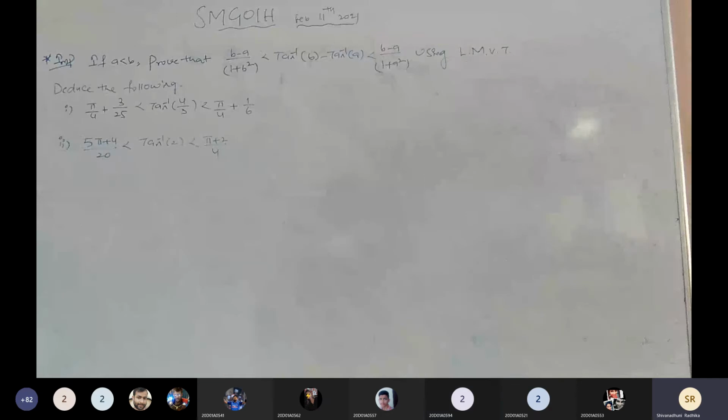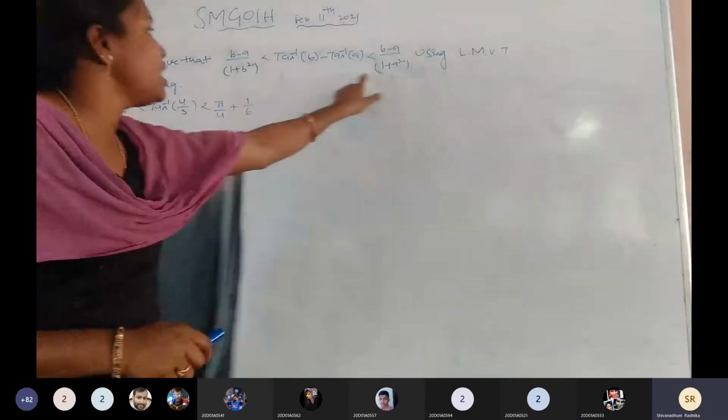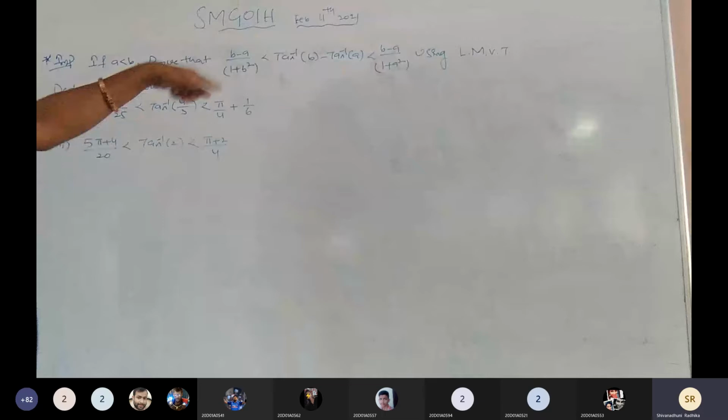Next. How can we prove the inequality? When we suppose the LHS equals the RHS, we take the RHS part or LHS part, solve and simplify, and get LHS equals RHS. We need to show that. But how can we prove this inequality? There is no equal symbol in the given problem, right?